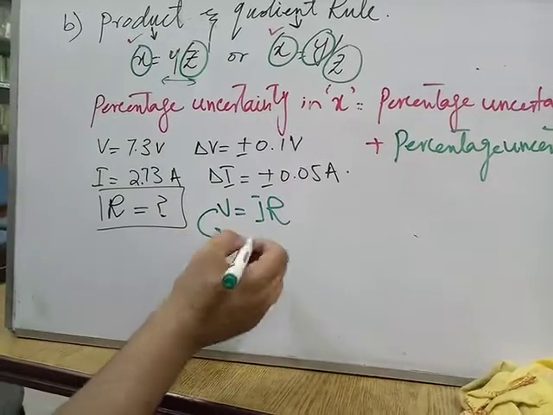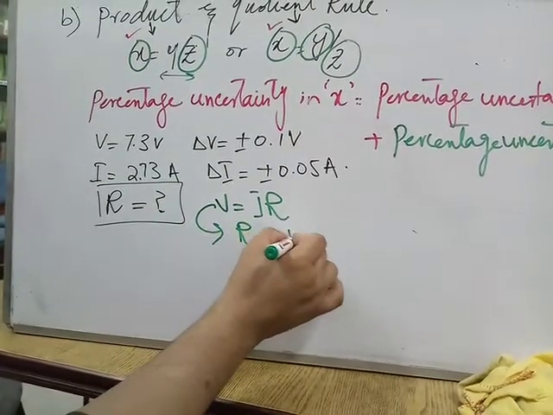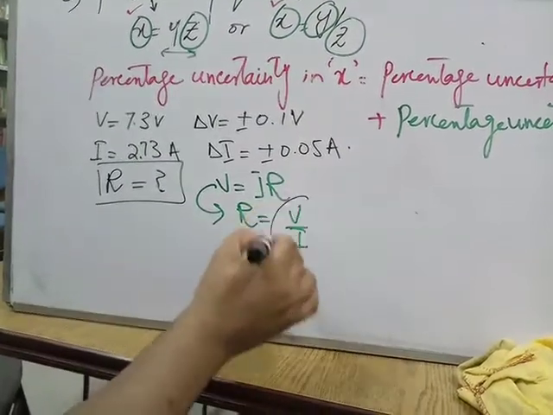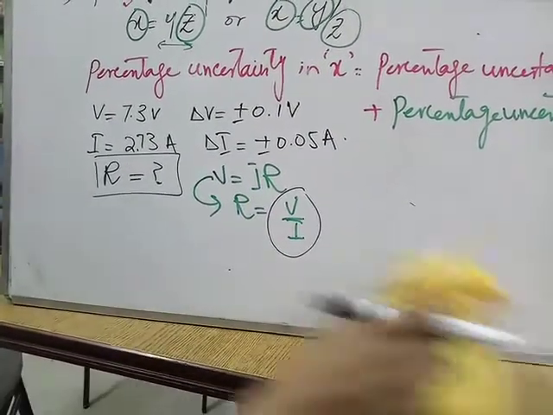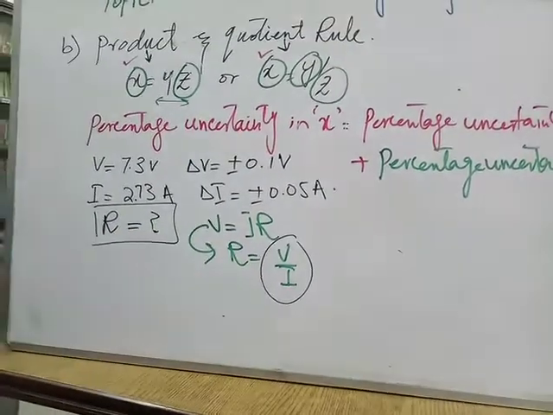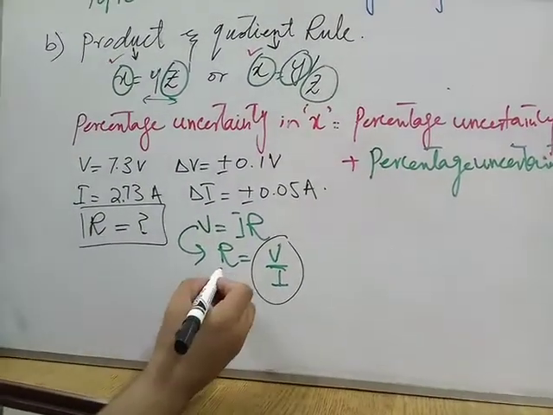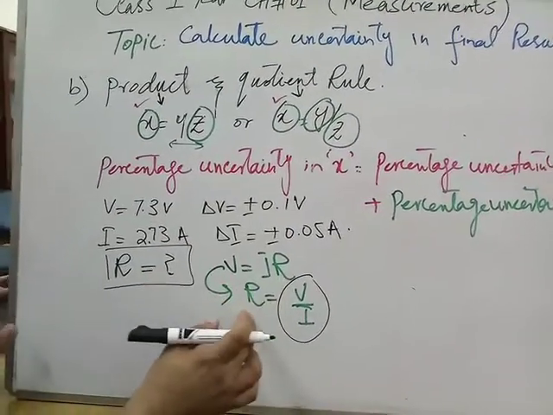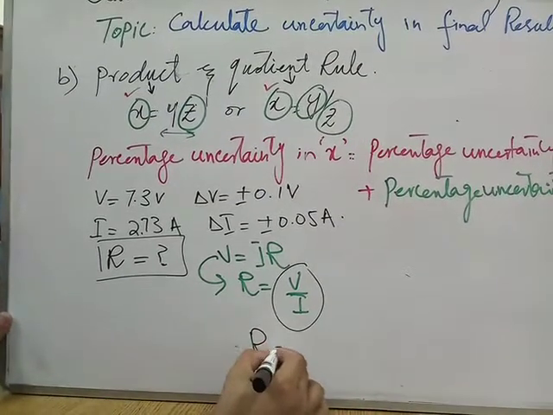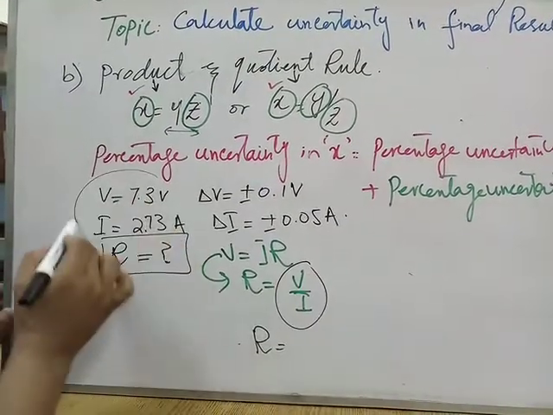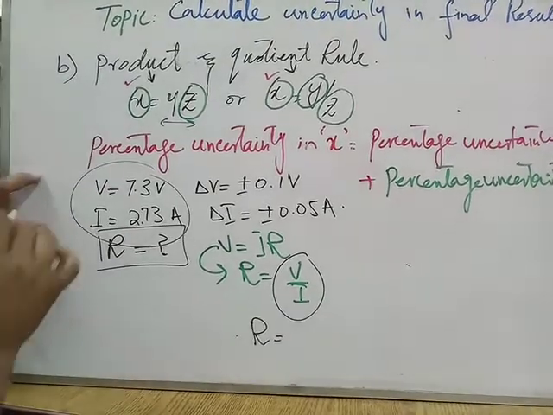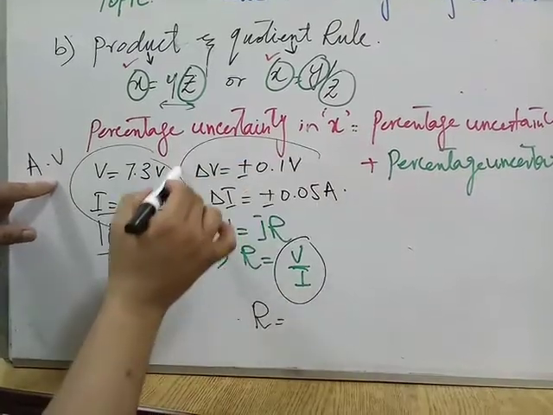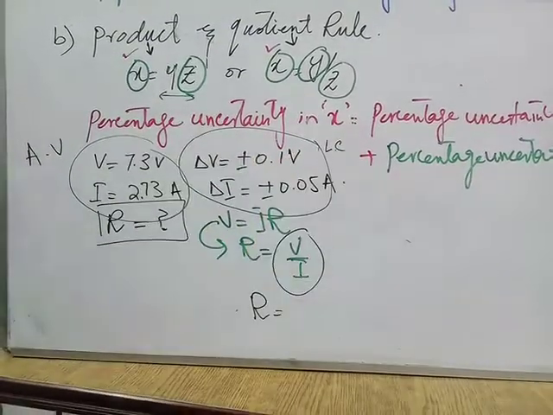So from this we can find the value of R, which is equal to V over I. This is the quotient formula, so we use the quotient law. For just finding the value of R, remember students, I am not talking about uncertainty. For the value of R, just divide the actual values. I denote the actual value by AV, and these are the least count.